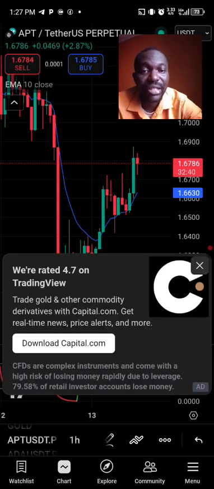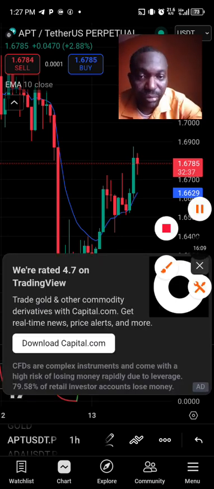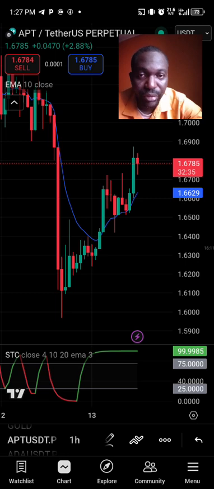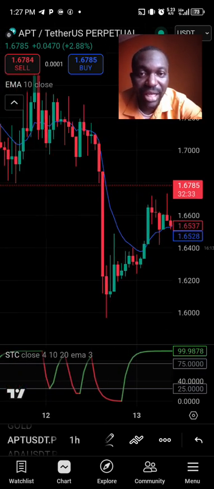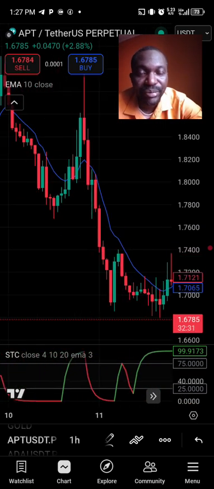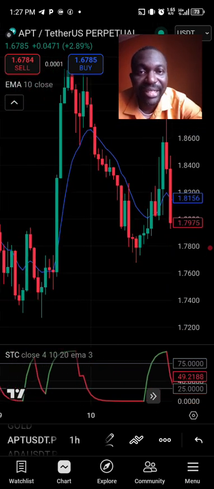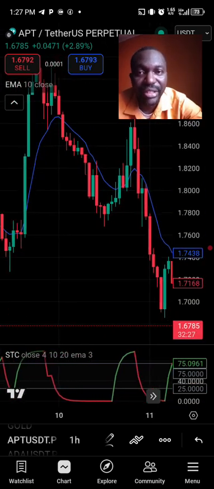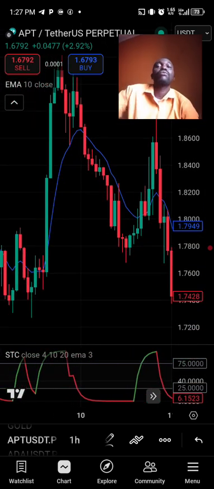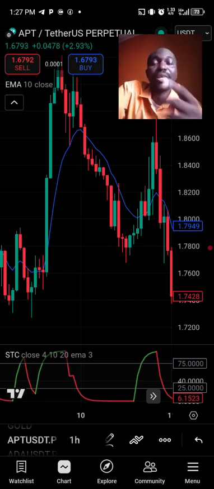Now let's go to the Schaff Trend Cycle. Okay, so for the Schaff Trend Cycle now, in every trend, whether bullish or bearish, we have something we call cycles. These are phases in the market where buyers and sellers take control. So these phases in the market is what is known as cycles.